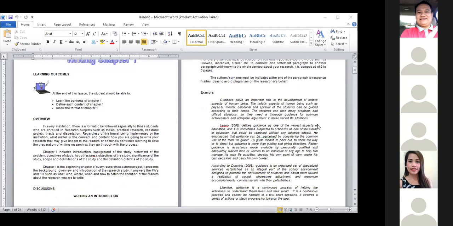So, guidance plays an important role in the development of holistic aspects of human being. Actually, this is one of my research. I helped my friend to come up with their research, and I did the introduction, and ito yung ginawa ko, no? So usually I started with the general concept. What is the general concept here? Guidance plays an important role in the development of holistic aspects of human being.